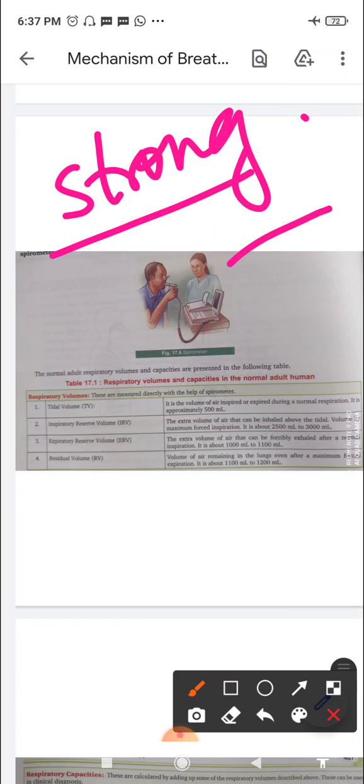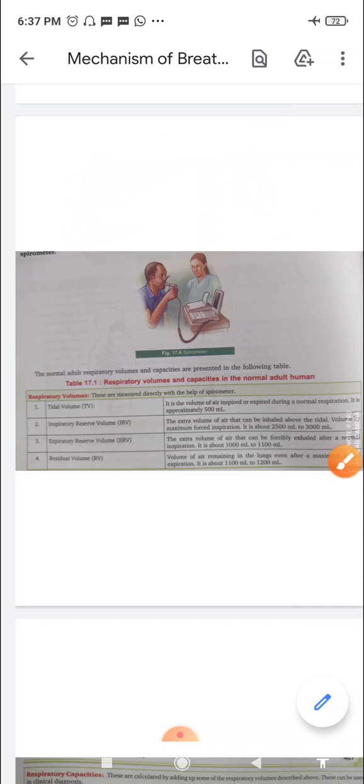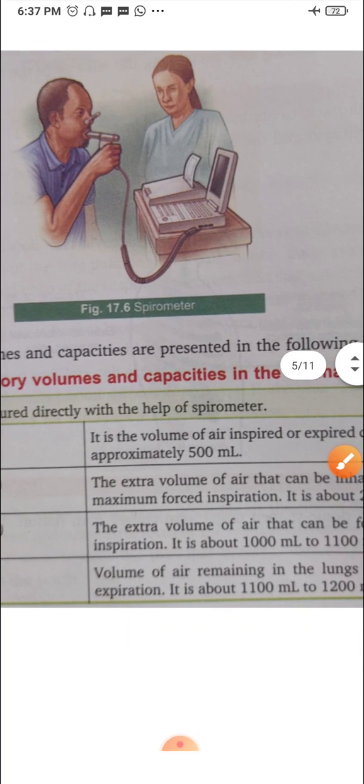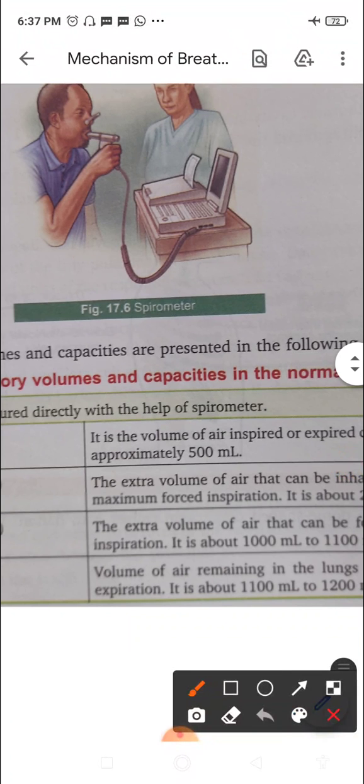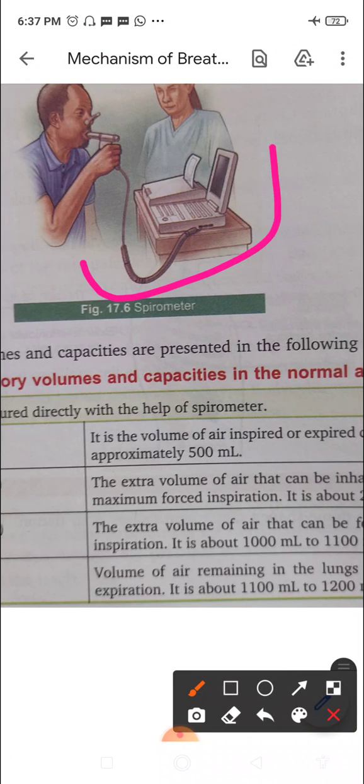The respiratory volumes are measured by an instrument which is called the spirometer. I am enlarging this. Yeah, this is a spirometer, right? You can see the structure of the spirometer, and how it is checked through this instrument. Respiratory strength is checked through this instrument, the spirometer, right?